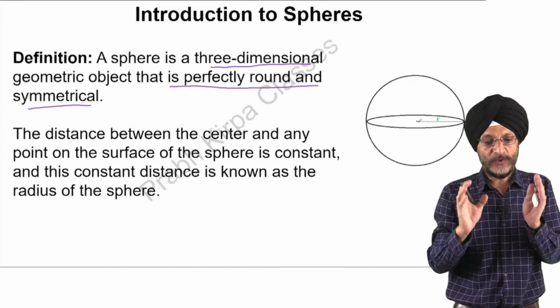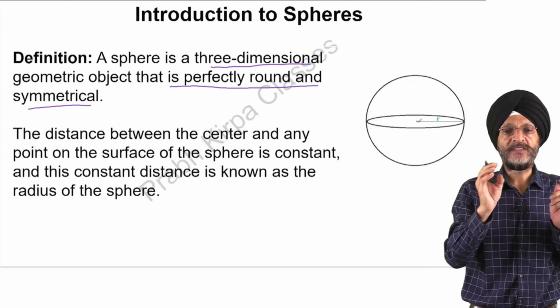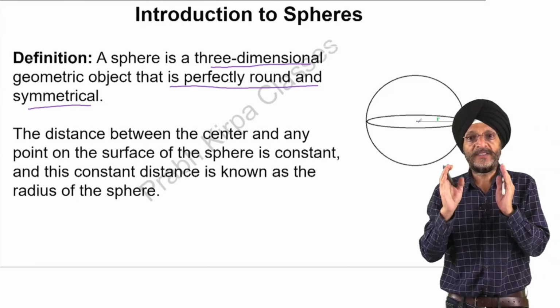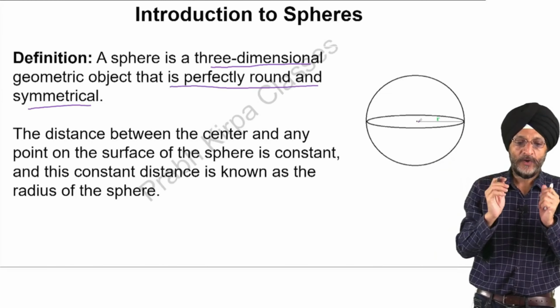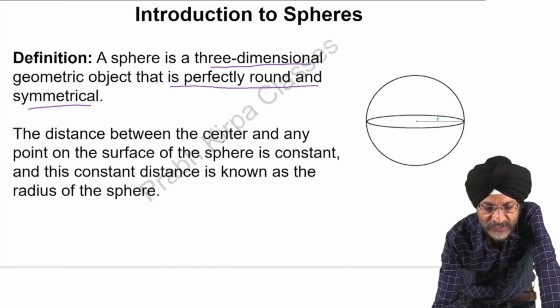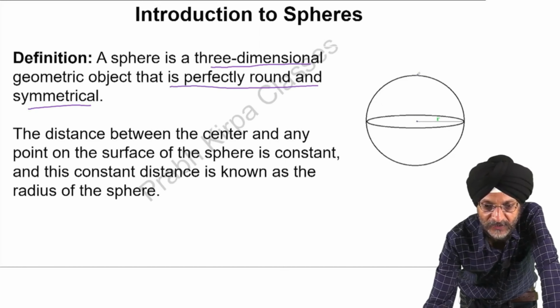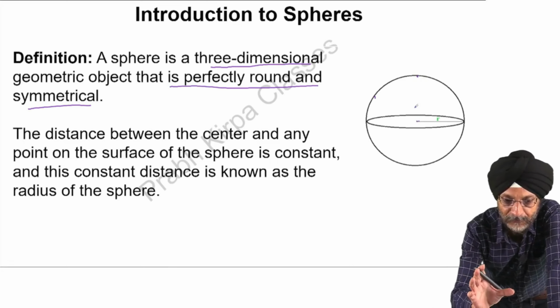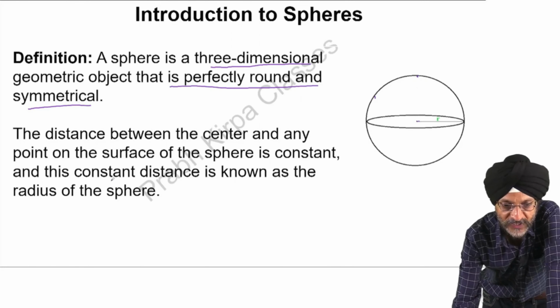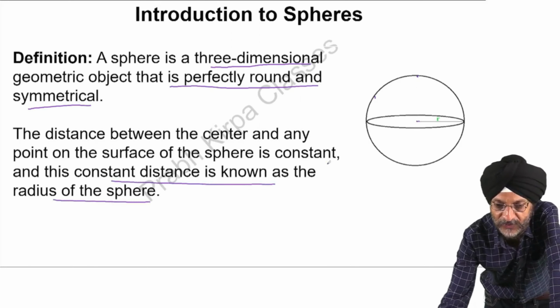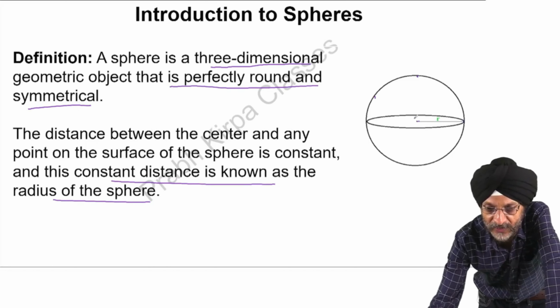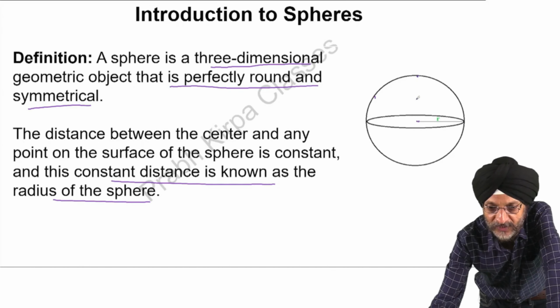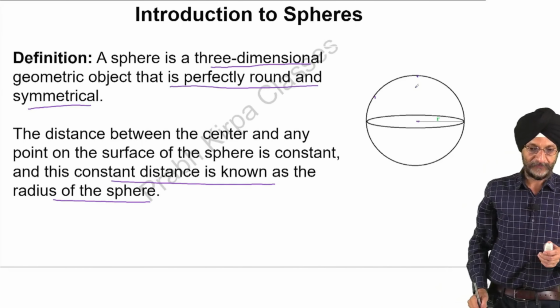Though the sphere does not have three distinct dimensions such as length, width and height, yet it is called three-dimensional object. The distance between the center, this is the center point, and any point on the surface of the sphere, you can see that these are the outer points. From this point to this point or this point to this point, the distance is the same, and this constant distance is known as radius of the sphere. This is the radius of the sphere. If we join this line to this point, this will be also known as radius of the sphere.